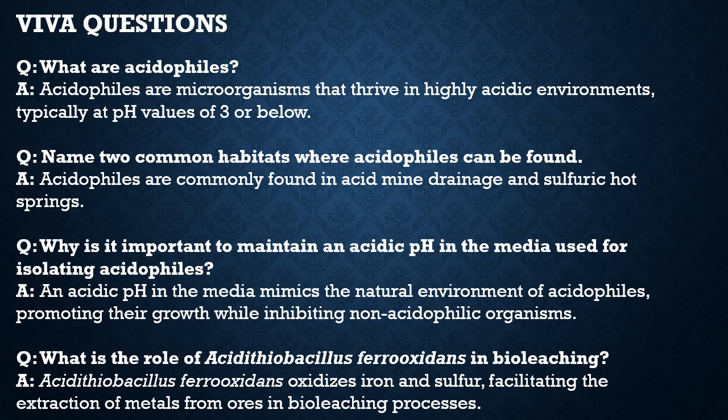Then, why is it important to maintain an acidic pH in media for the isolation? An acidic pH mimics the natural environment of the acidophiles, thus promoting their growth while inhibiting non-acidophilic organisms. Then, what is the role of Acidithiobacillus peroxidans in bioleaching? Now I have discussed this one, so I am mentioning this question. It oxidizes iron and sulfur, facilitating the extraction of metal from the ores in the bioleaching process.